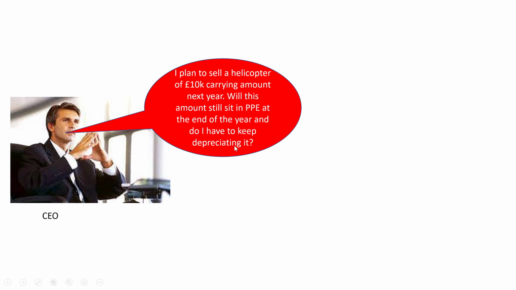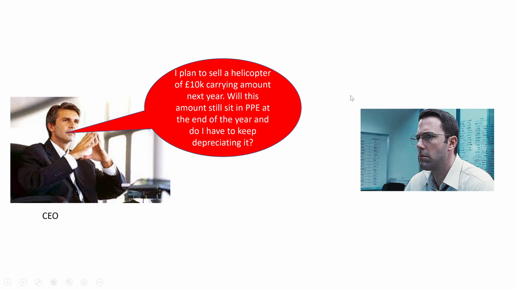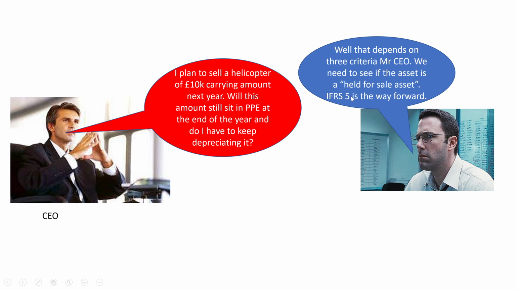So your CEO is in a contemplative mood. He says, I plan to sell a helicopter of 10k carrying amount next year. Will this amount still sit in PPE at the end of the year, and do I have to keep depreciating it? And then you say, because you're the accountant, well, that depends on three criteria. We need to see if the asset is a held for sale asset. IFRS 5 is the way forward.